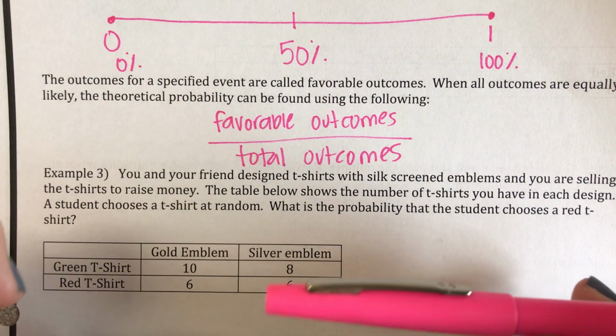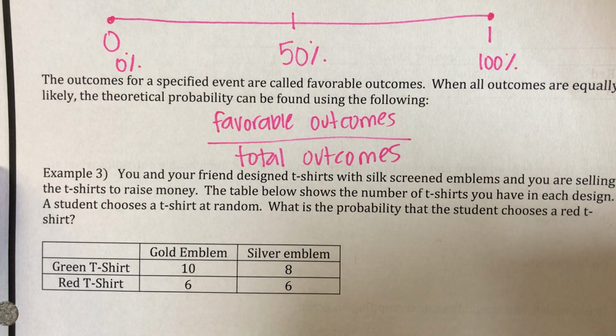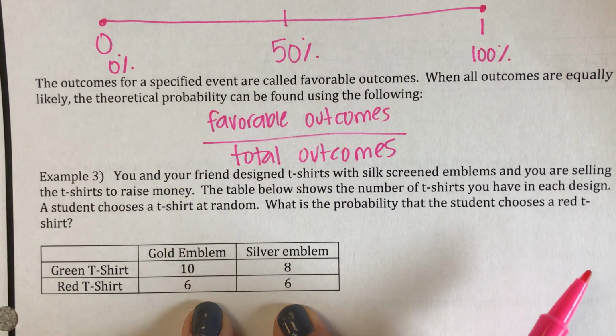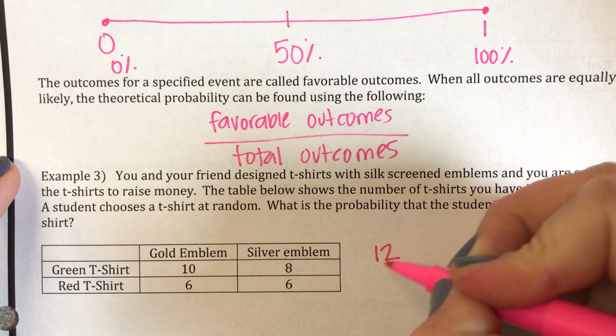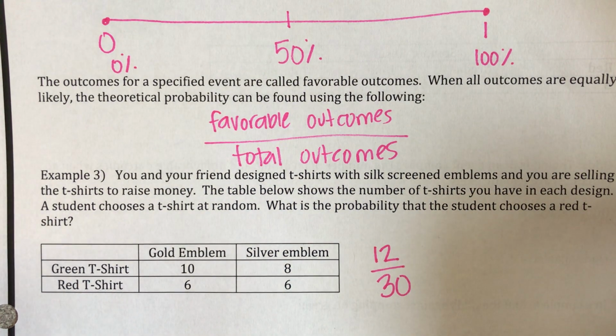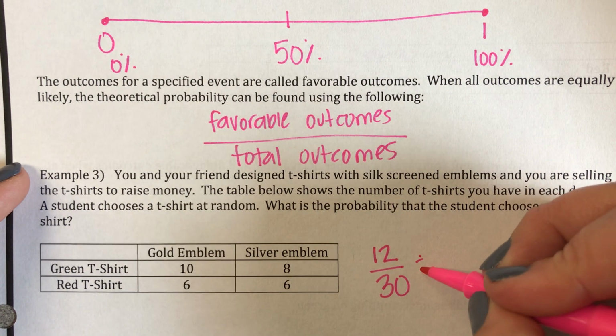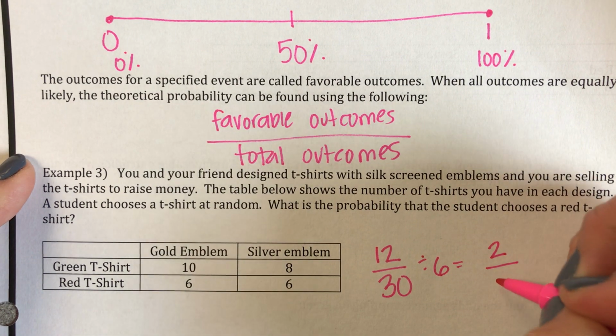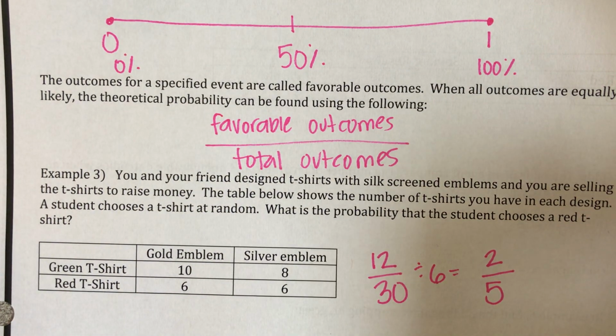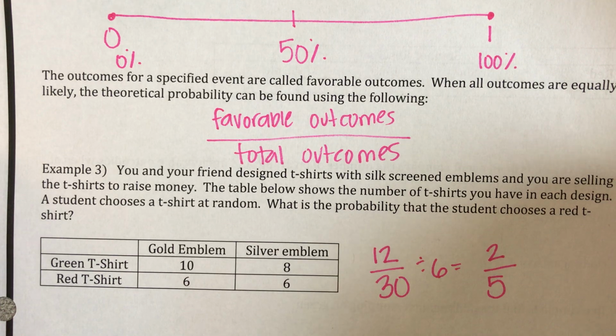So there are 30 total t-shirts, and how many of them are red? 6 and 6 would be 12. So the probability of them picking a red t-shirt is 12 out of 30, which we can simplify to 2 over 5. We're going to write our answers today as simplified fractions.